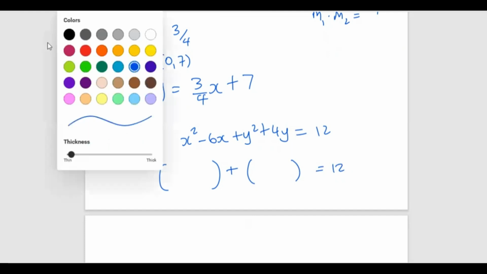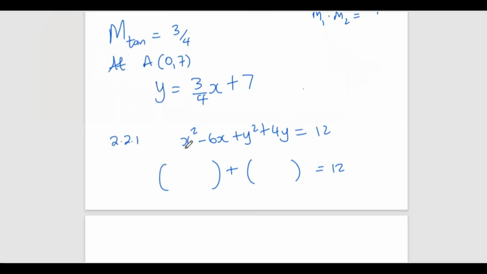Just watch what I'm going to do now. We're going to get x, and let's keep the sign as minus, and then we get a half of 6, which is 3. We square that. We know that 3 squared gives us 9. So we're going to add a 9 here. Then let's go to the y. Let's keep the sign, which is a plus. Then a half of 4 is 2. We square that. We know 2 squared is 4. So I'm going to put it on that side, plus 4 as well.